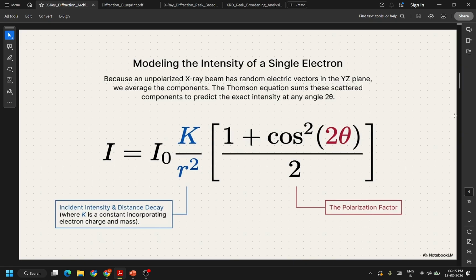That will be given by the formula I equals I naught K by r square times (1 plus cos square 2 theta) by 2. This 2 is the polarization factor because we are averaging over the YZ plane. That's why 2 is coming. K is a constant that is encompassing the electron charge and mass, and r square is defining the decay as we go farther from the electron.